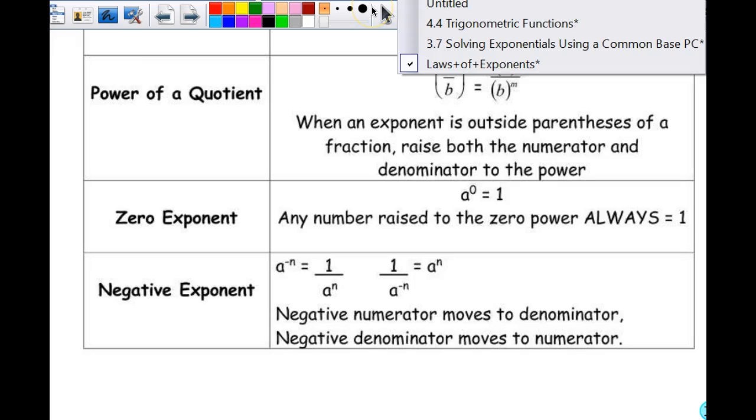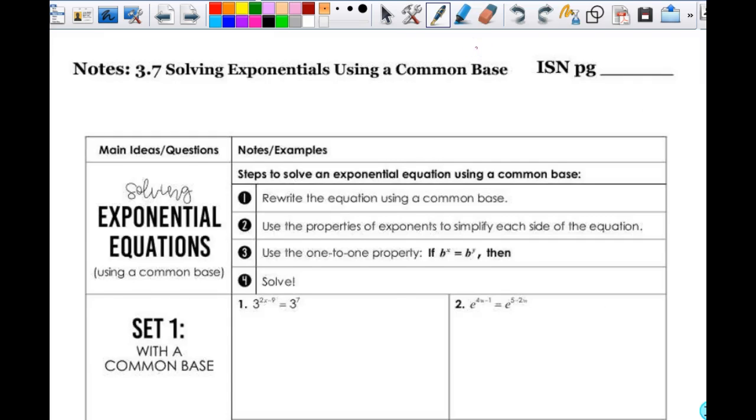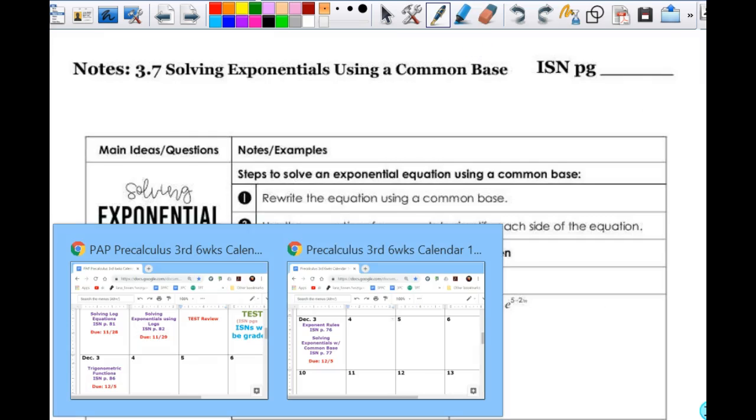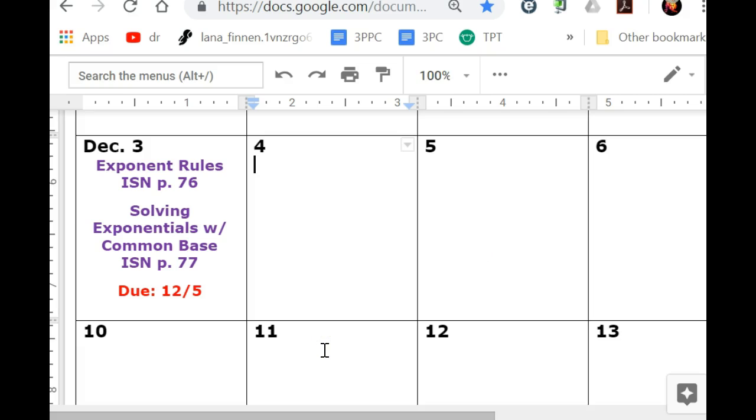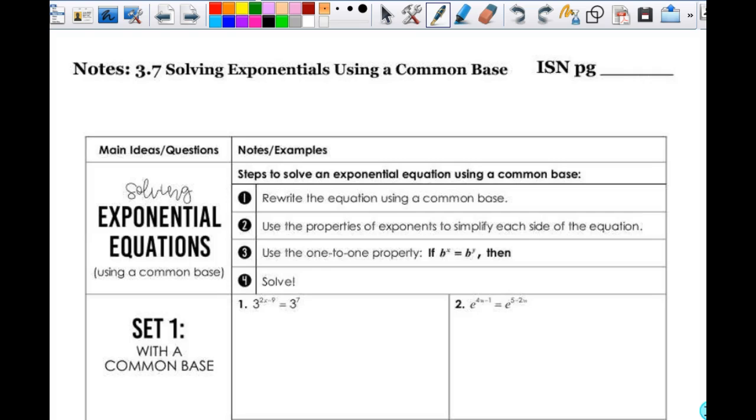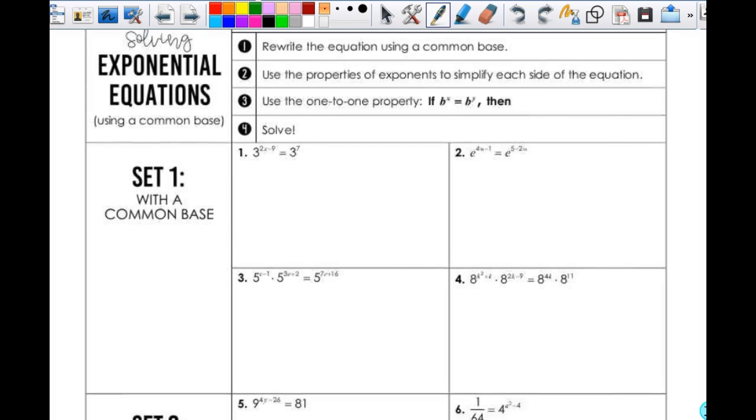And let's look then at solving these. I already forgot the page 77. The little exponents go on 76. This goes on 77. So, solving exponential equations using the common base. We're also going to have to do it using logs, but right now we're looking at common bases. So we rewrite the equation using a common base if we don't already have one. Use the properties of exponents to simplify each side of the equation. And then use what's called the one-to-one property.